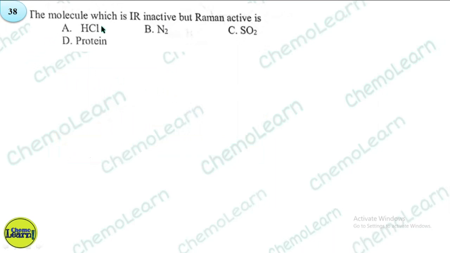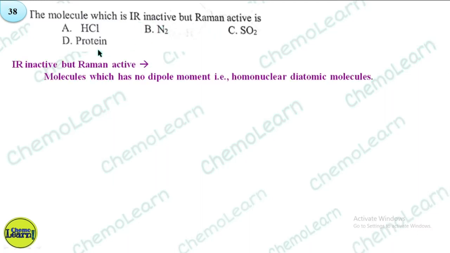The molecule which is IR inactive but Raman active is what? HCl, N2, SO2 or protein. See, the molecule which is IR inactive but Raman active means a molecule which has no dipole moment, zero dipole moment, and it is a homonuclear diatomic molecule, that means nitrogen molecule. Here we have only one option which is a homonuclear diatomic molecule. Nitrogen will be the correct option.